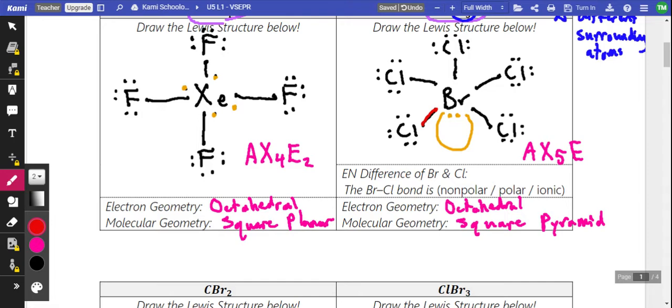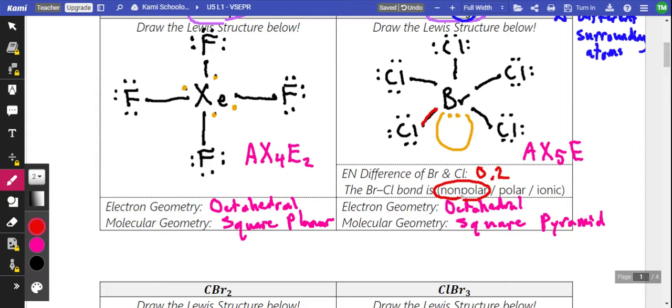Okay, so my electronegativity difference was 0.2. If you subtracted the other way and got a negative number, just wipe the negative off and leave it positive, kind of absolute value it. Okay, the BrCl bond is non-polar.